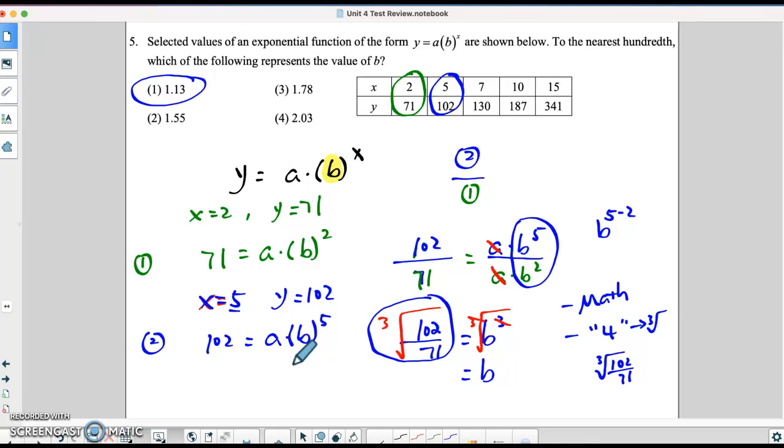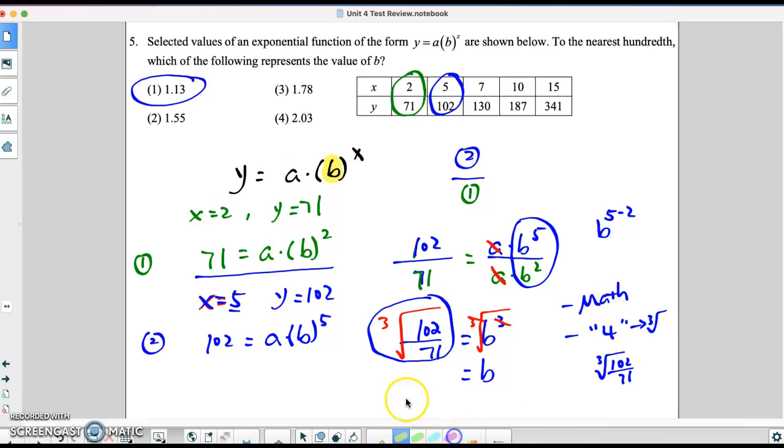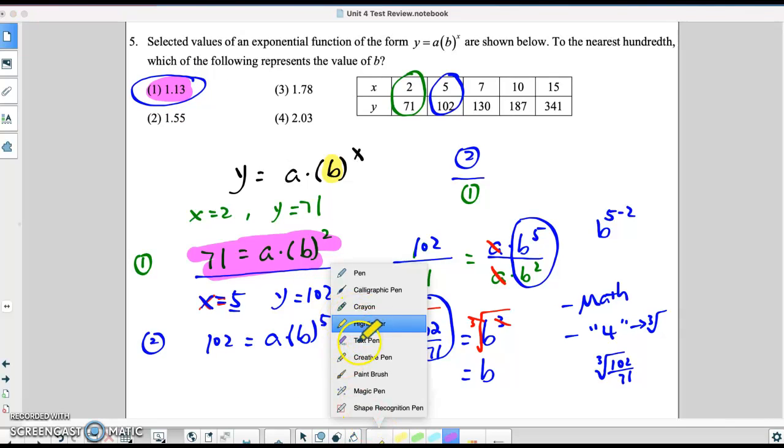Now, sometimes the question is asking for a. So in order to find a, we're already done with this question, but on our test you're going to have a short response. You need to go back to one of the equations. Let's say you take this one. Let me highlight it. You can use this one to figure out a. How? Because your b is 1.13, right? So you can substitute b.